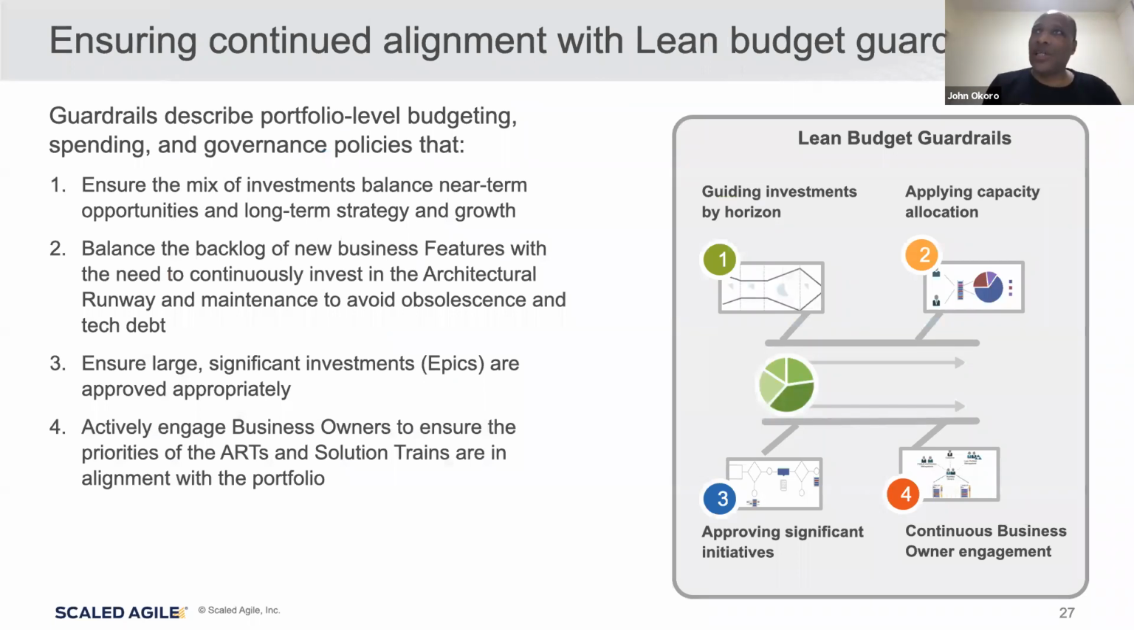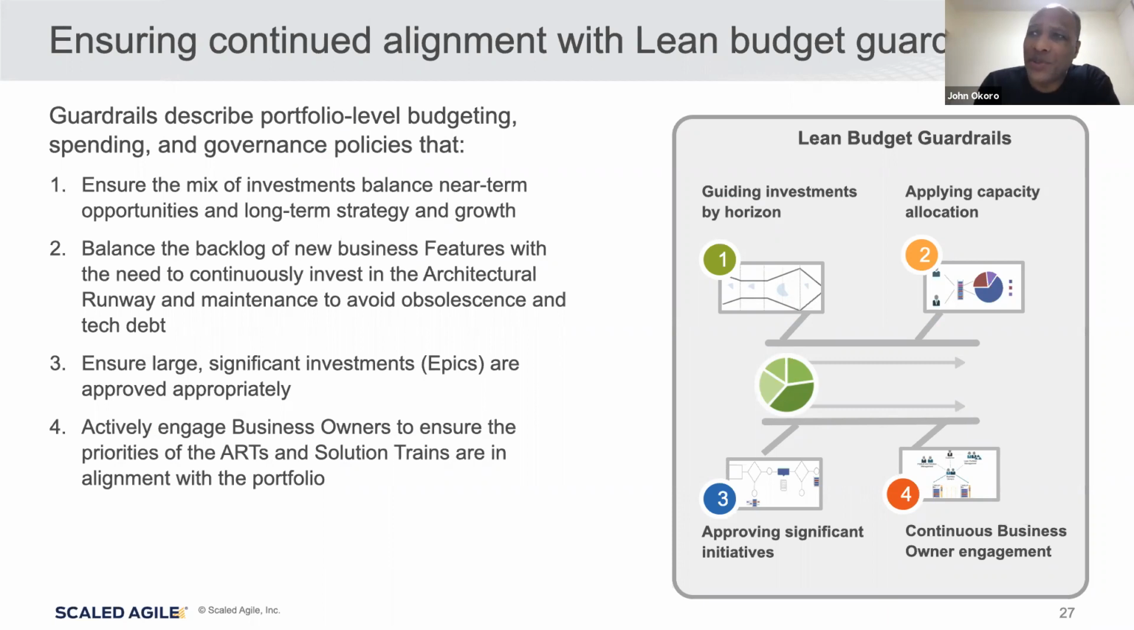So, ensuring continued alignment with lean budget guardrails. We can see here, right, here's our guardrails. We have guiding investments by horizon, applying capacity allocation, approving significant initiatives, and continuous business owner engagement. So each one of these is a different aspect. This helps us to make sure that we're allocating our budget correctly.